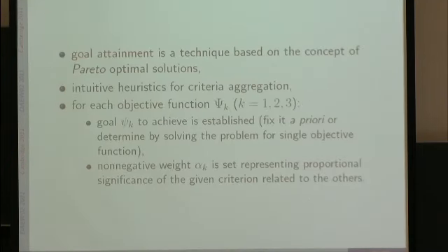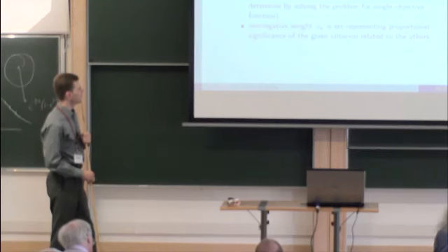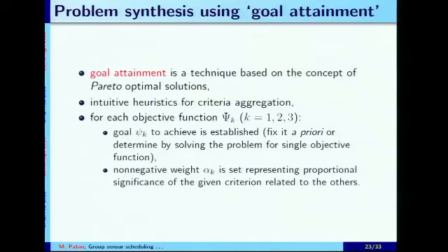In order to propose the synthesis of the whole, in this case, 3 criteria, each nonlinear, we have to use another technique, which is called goal attainment. It's one of the possible techniques to cope with the multi-objective optimization. It consists in application of the concept of so-called Pareto optimal solution.